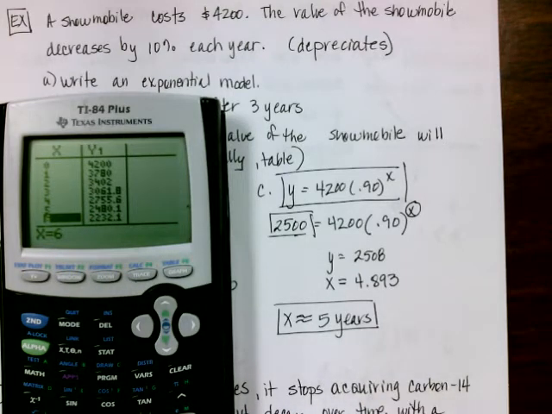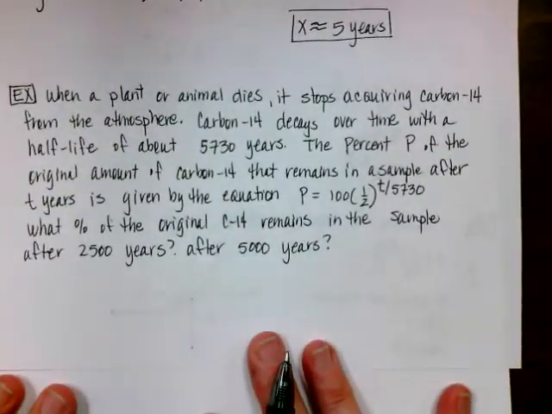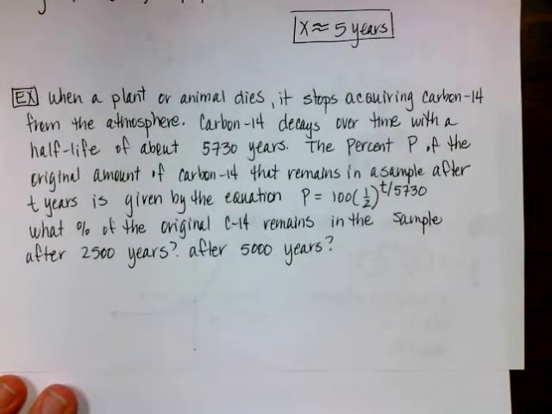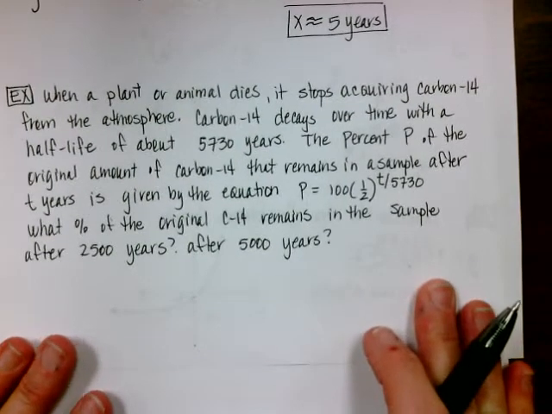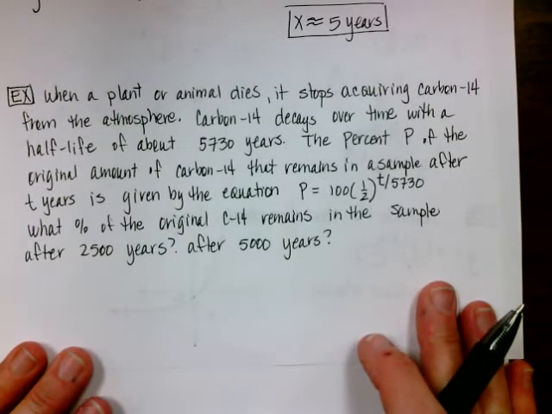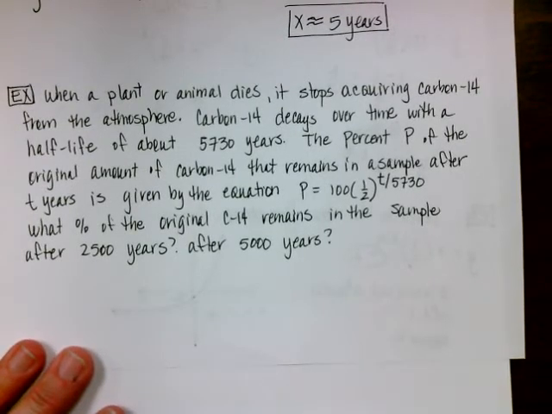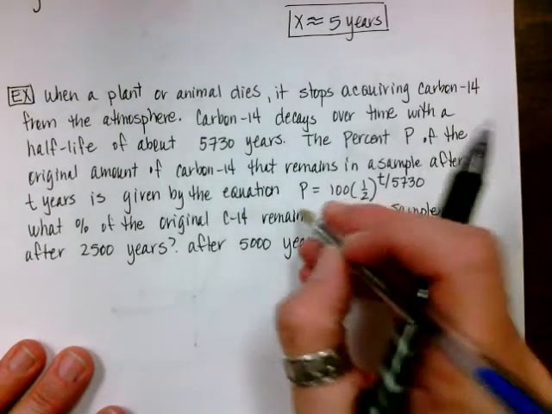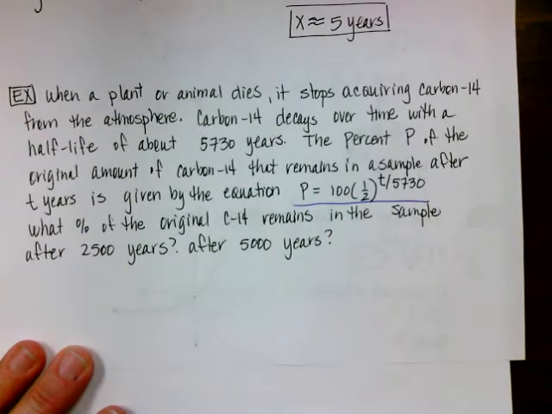Neither is very precise, so we will get another method to do this more precisely later. Alright, your next example says when a plant or animal dies, it stops acquiring carbon-14 from the atmosphere. Carbon-14 decays over time with a half-life of about 5730 years. So remember, half-life is when we talk about radioactive decay. The percent P of the original amount of carbon-14 that remains in a sample after T years is given by the equation. They give us the equation, which is very polite.